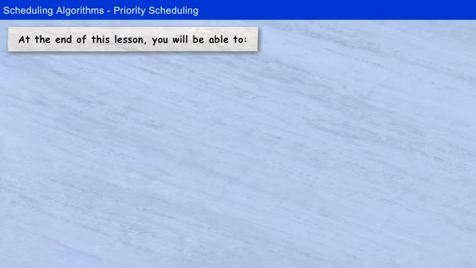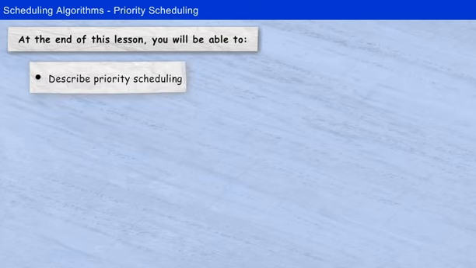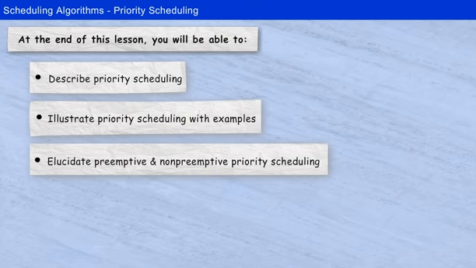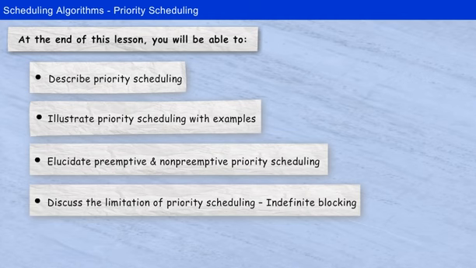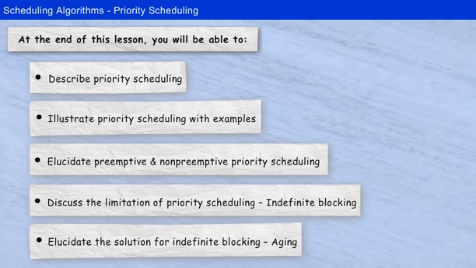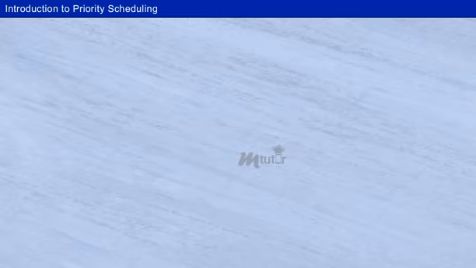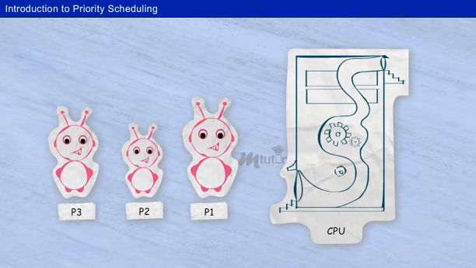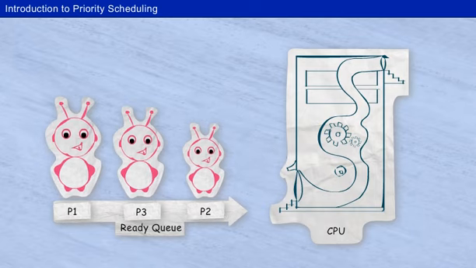Scheduling algorithms, priority scheduling. At the end of this lesson, you will be able to describe priority scheduling, illustrate priority scheduling with examples, elucidate preemptive and non-preemptive priority scheduling, discuss the limitation of priority scheduling, indefinite blocking, and elucidate the solution for indefinite blocking, aging.